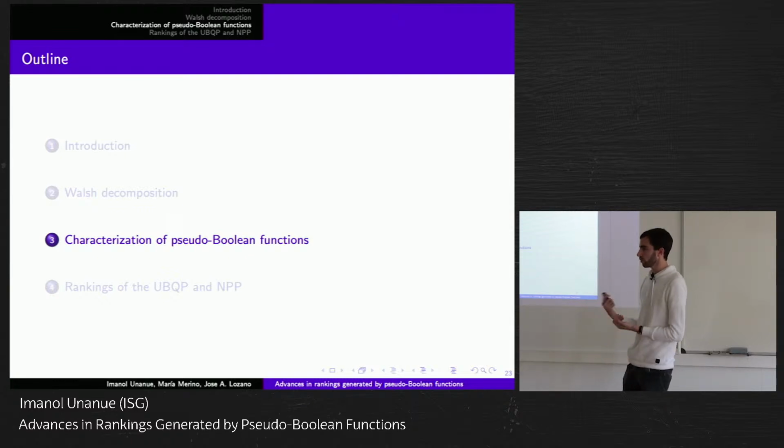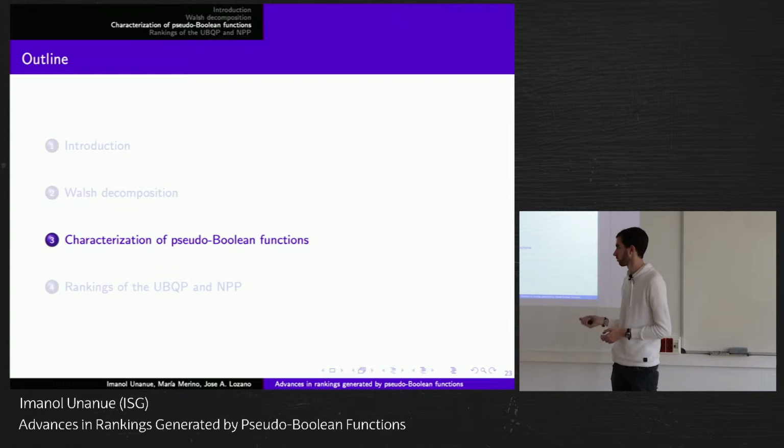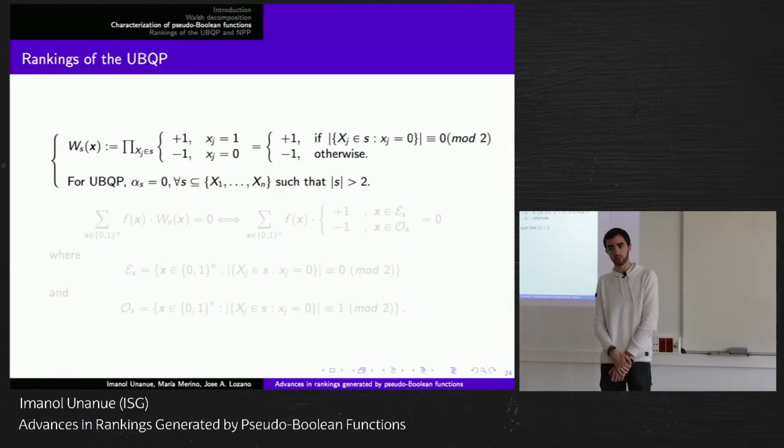Okay, so based on those results, we try to extend them and try to understand why these zeros were appearing. And those results will help us to present a new characterization of pseudo-Boolean functions. As we have mentioned, the Walsh coefficient associated to more than two variables is always 0.